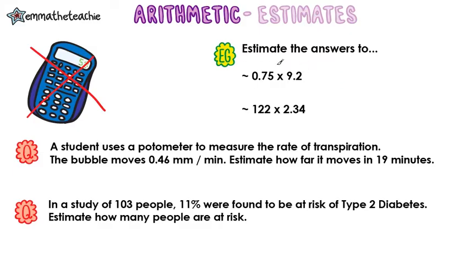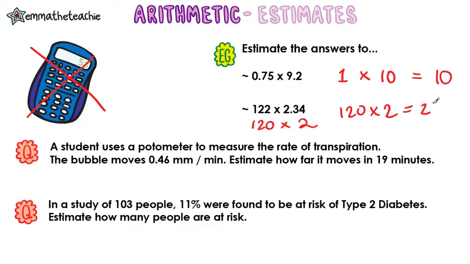So in this example, 0.75, you could round that to 1 and you're multiplying it by 9.2, which you could round to 10. So you know that your answer is going to be close to 1 times 10. It's going to be close to 10. Okay, the next one, we've got 122. You could round that to 120 or even 100 if you prefer to work with that. And 2.34 we could round to 2. So when we do 120 times 2, we get 240. Try the next two yourself.